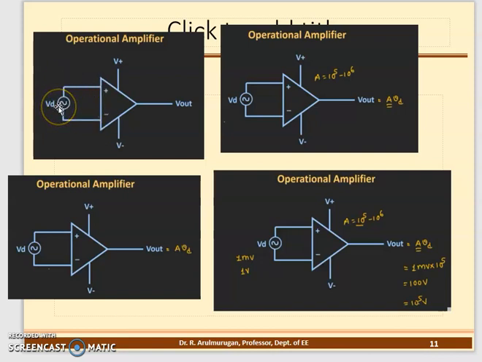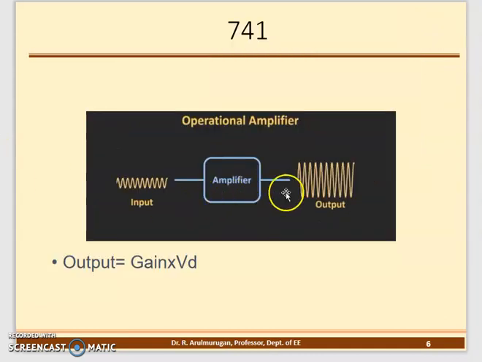So VD is multiplied with the gain. What is the gain? They will ask you the question, what is the gain of the op-amp? The answer is 10 to the power 5 to 10 to the power 6. So VD multiplied by 10 to the power 5 is the output. That's why you can compare the output waveform with the input, and more output is produced. So this is the op-amp.